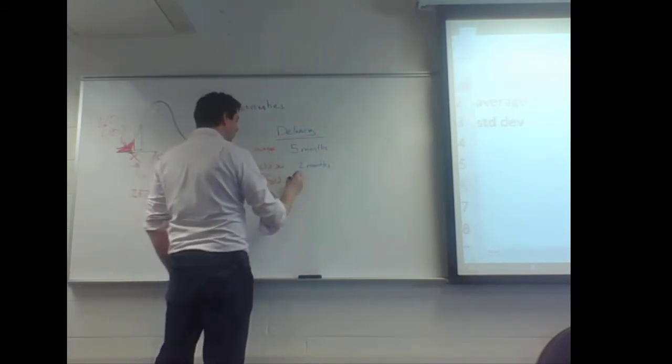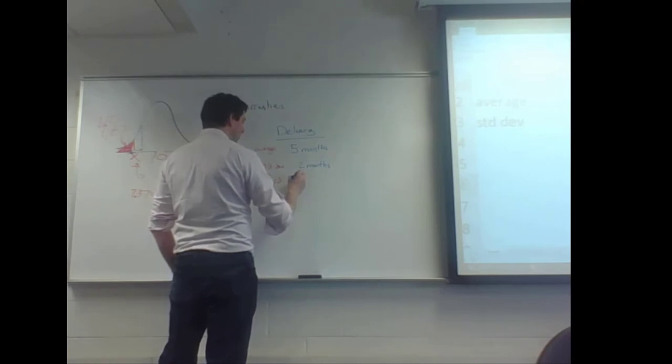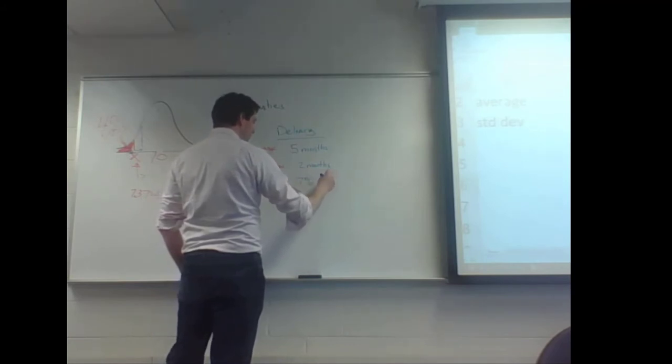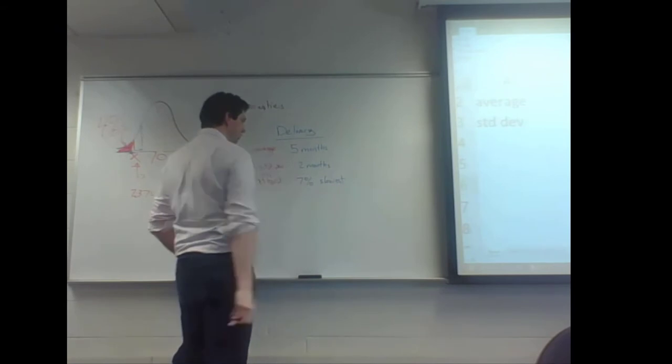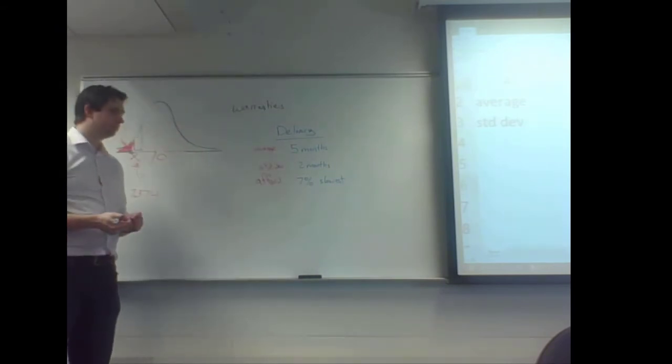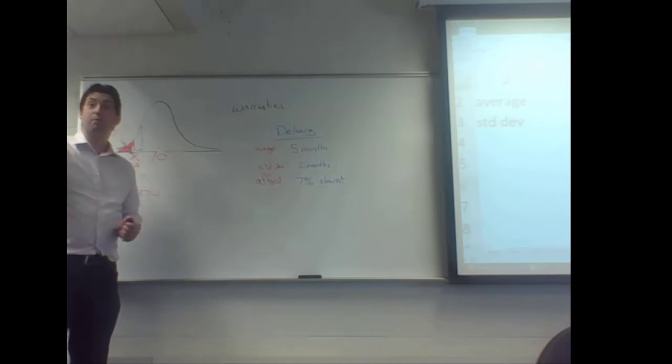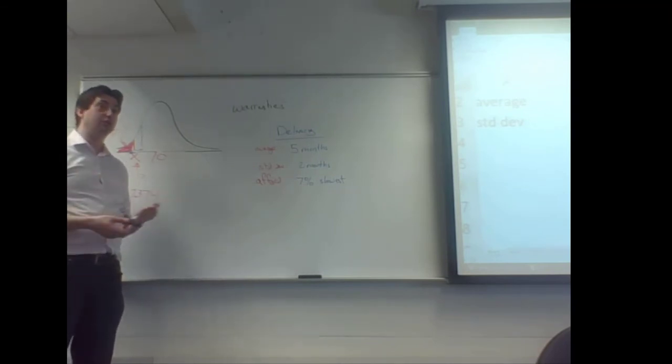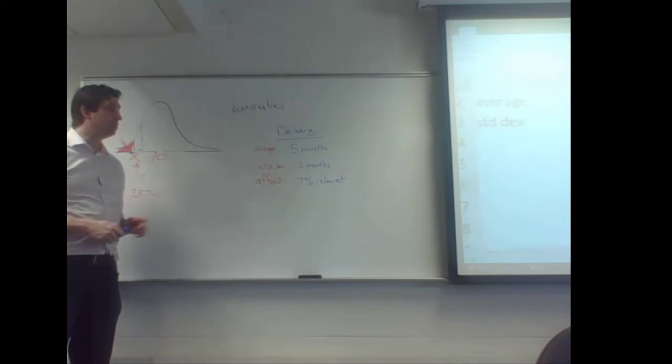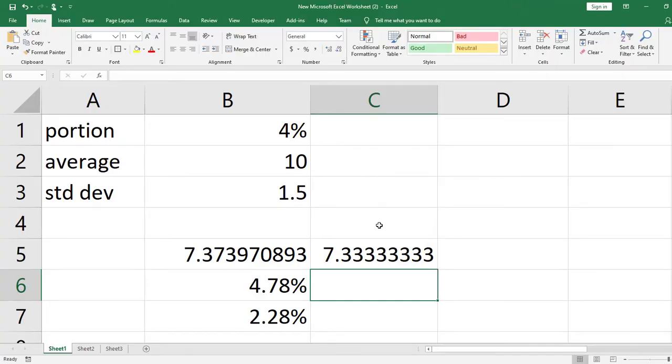And we can afford to give refunds to, say, the slowest 7%. I'll give you a refund, or a partial refund, if it takes longer than this threshold for your shipment to arrive. How do we do this in Excel? Anyone? Think about what we have here. We have the portion, the average, the standard deviation. So what do we do?